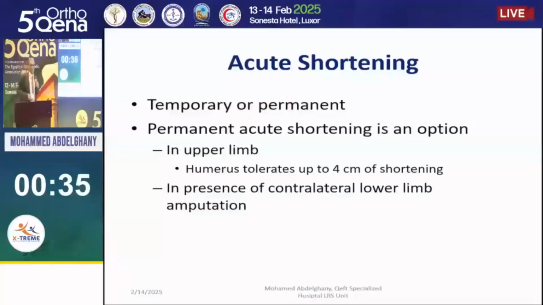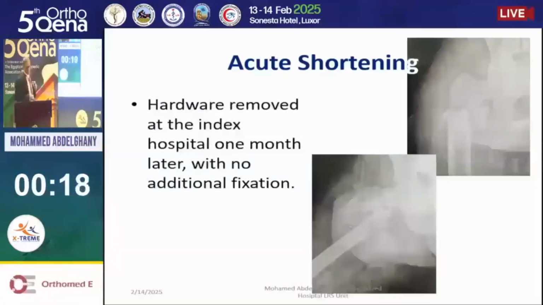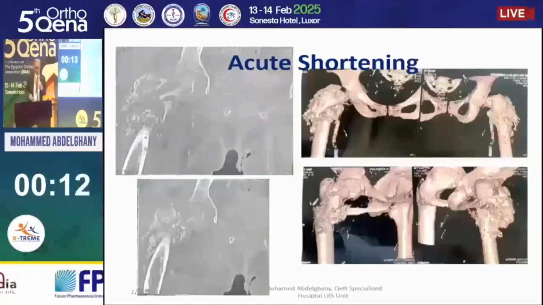The last one is acute shortening. It may be temporary or permanent. Permanent acute shortening is an option in the upper limb, and in presence of a contralateral limb amputation like this patient, who was a 50-year-old diabetic patient with right subtrochanteric fracture, who was fixed with a DHS and infection. The DHS was removed at the index hospital 1 month later with no additional fixation. This is how she presented to us.